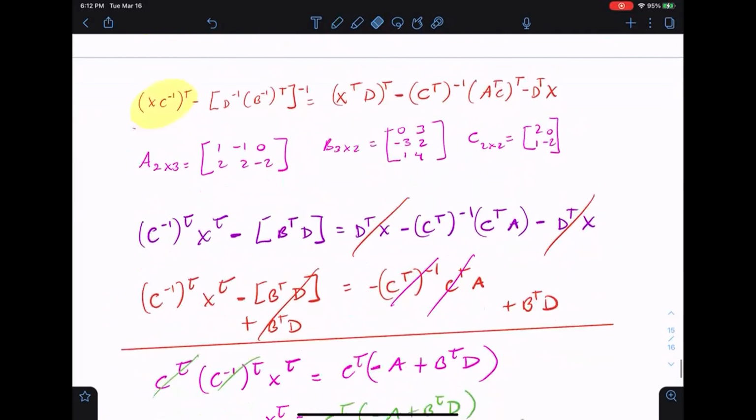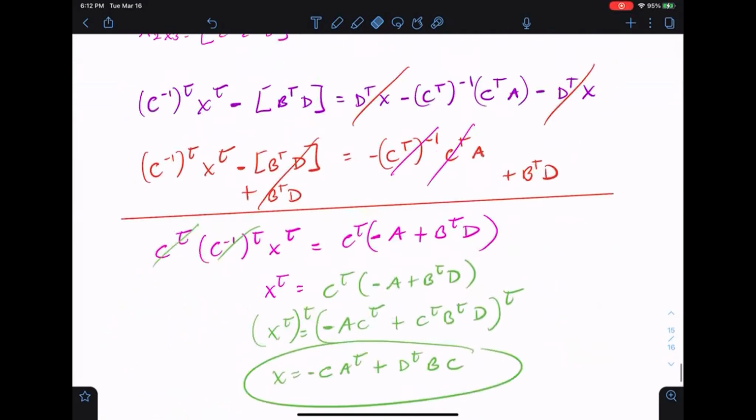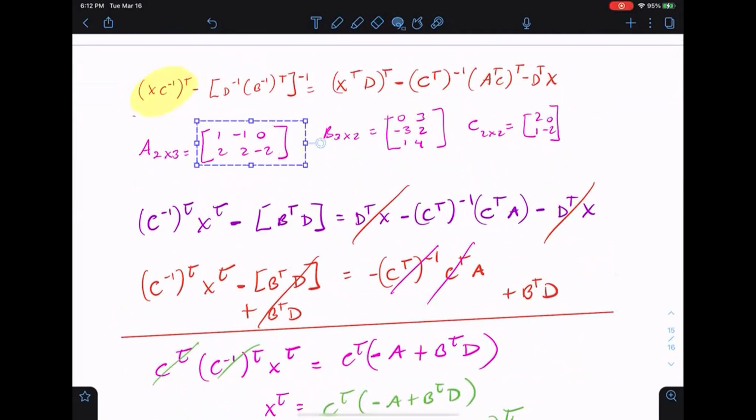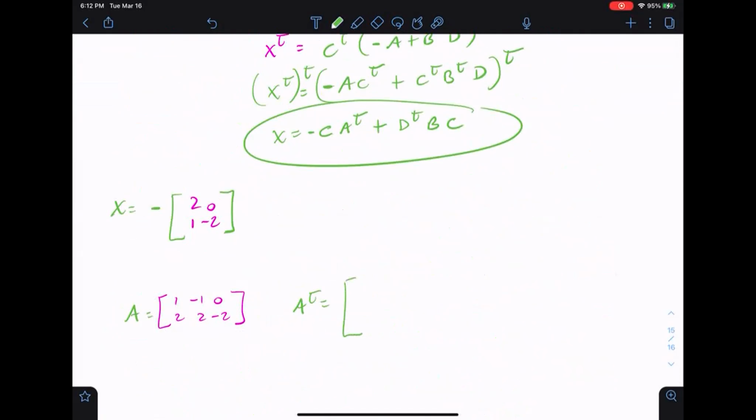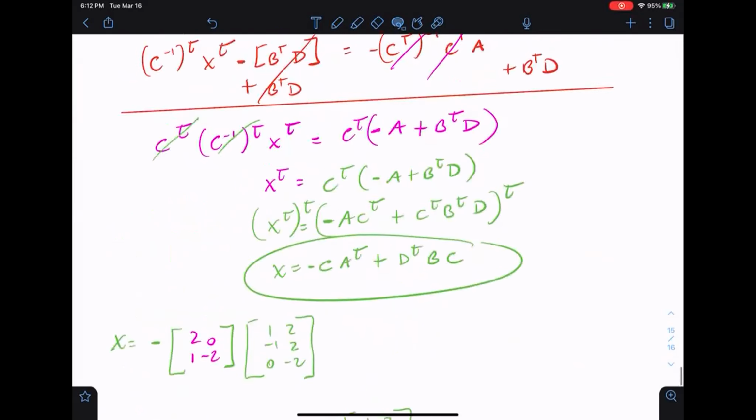I don't have A transpose. I have to do the transpose of that. Let me copy that. So this is A, and I need to do the transpose of that. A transpose is just changing the rows to columns, right? So this is going to be 1, 2, negative 1, 2, 0, negative 2. Before it was a 2 by 3, now it's a 3 by 2, once you do the transpose. So let's do that, copy. So that's negative C times A transpose.